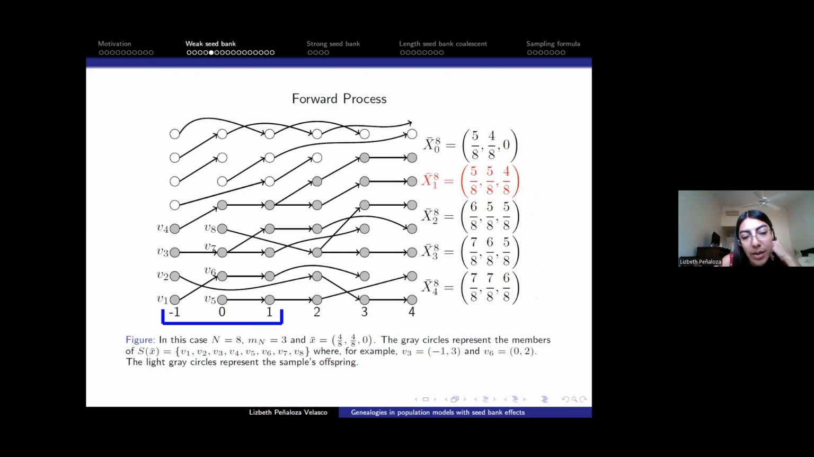Then I move one generation. So now I see how many gray circles I have in generation number 1. So in this case, I have 5. So that's the reason that I write 5 over 8 in the first coordinate. The second coordinate corresponds to generation 0, and the third coordinate corresponds to generation -1. So all the individuals, the offspring, have the same type as their parent. And B1, B2 until B8 are the samples that I take in the beginning. So this is the sample or the individuals that I take in the beginning.